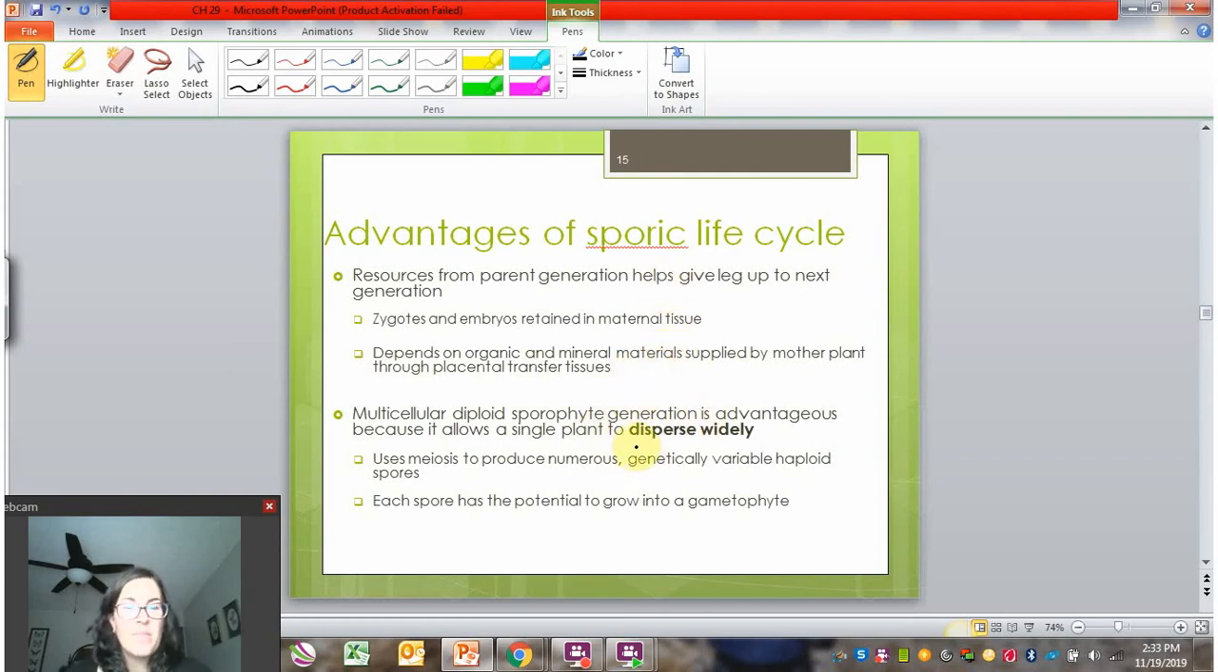The other benefit of the sporic life cycle is that there's a much greater amount of spores, so a much larger spore production. So again, with algae, remember, we can only get 4 spores per reproductive event, but for the sporic life cycle in plants, we get hundreds of spores per event. And so that allows much larger dispersal of offspring into the environment.